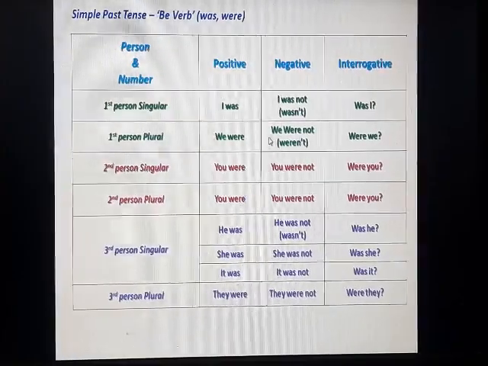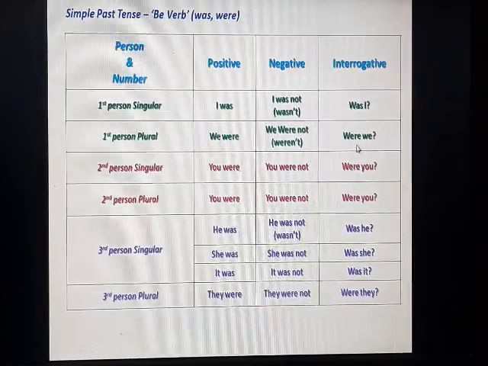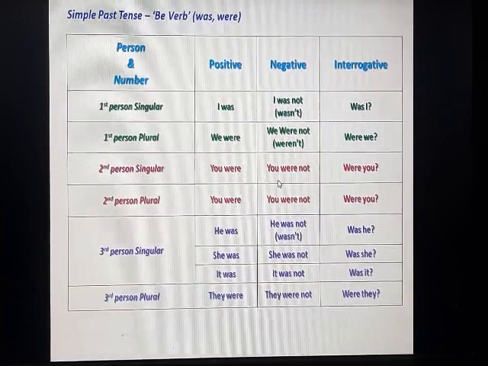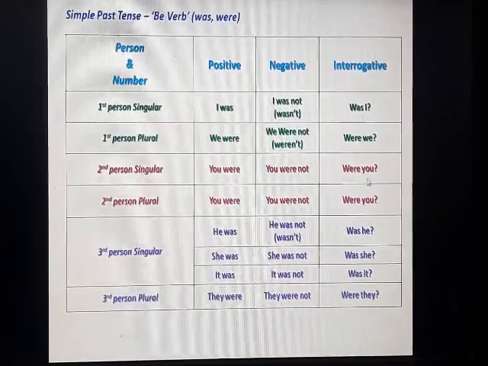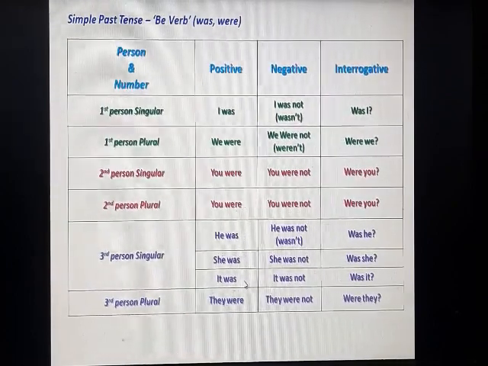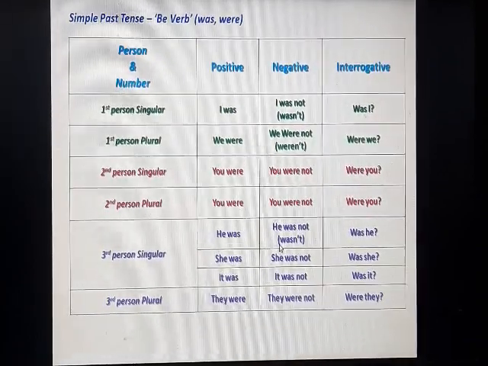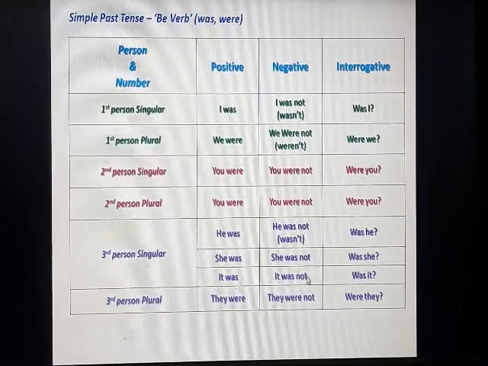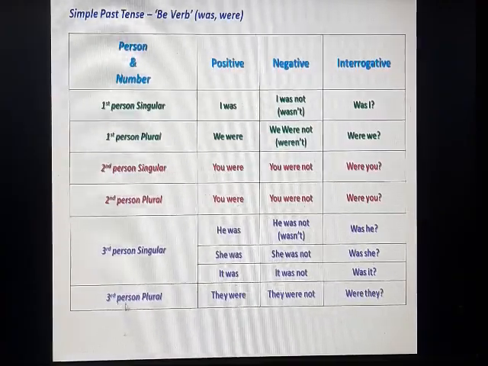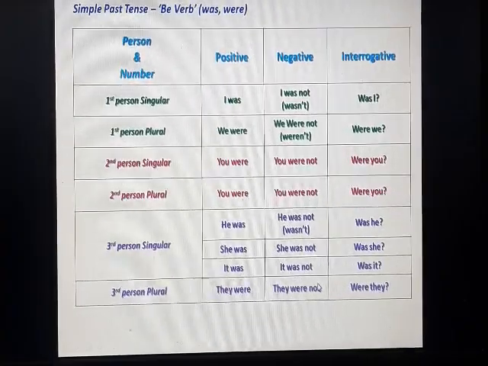In the negative, we were not, or we can say we weren't. Were we in the interrogative. In the second person singular plural, it is you were in the positive, you were not in the negative, were you in the interrogative. In the third person singular, he was, she was, it was in the positive. In the negative sentences, it would be he was not or he wasn't, she was not, it was not. In the interrogative, was he, was she, was it. In the third person plural, they were in the positive sentence, they were not in the negative sentences, were they in the interrogative.